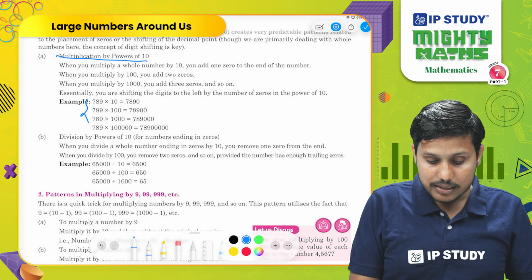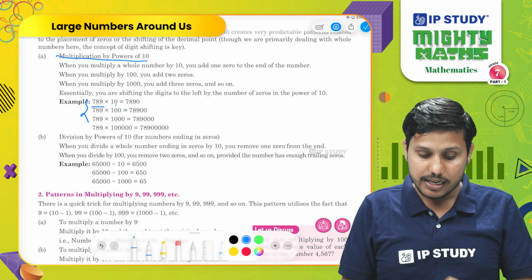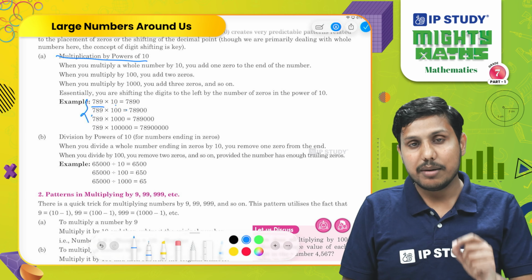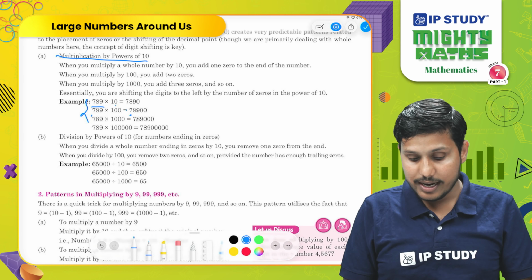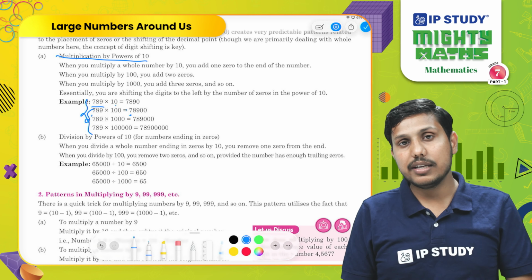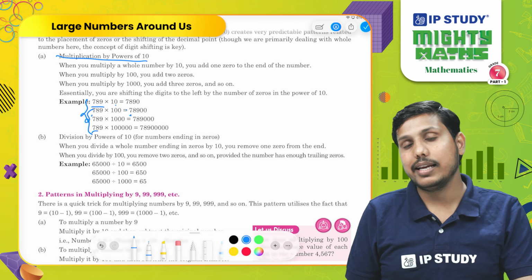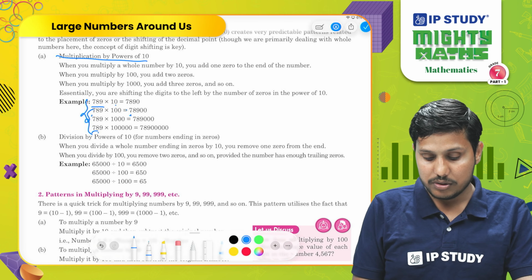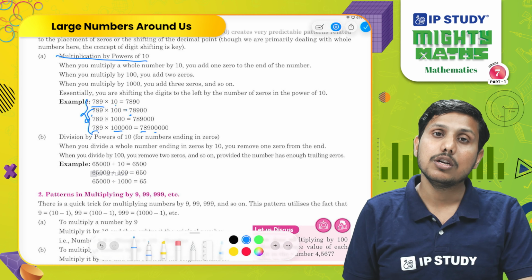Like 789 multiplied by 10 will be 7,890. 789 multiplied by 100 will be 78,900. Similarly, for each multiplication we have to append the number of zeros in the power of 10 to the first number that we have, like 789, and then we have to append 5 zeros to it.